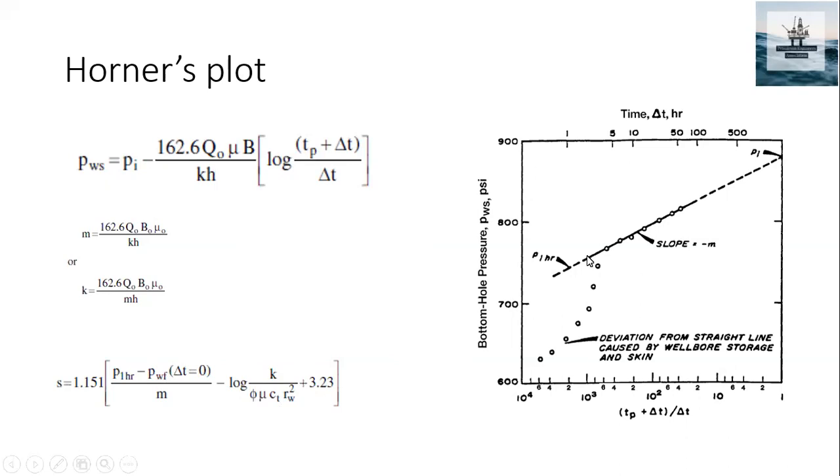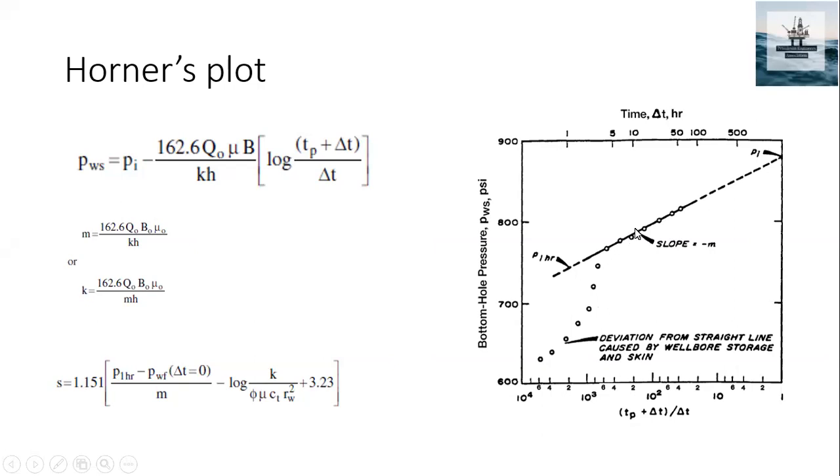So this is how the log generally looks. It is a semi-log graph. You can see on the x-axis a logarithmic scale, but the y-axis is a linear scale. So we can understand the x-axis is not linear, it is logarithmic. And the coordinates on the x-axis will be (TP plus delta T) by delta T, where TP represents the production time period and delta T is the shut-in time period.